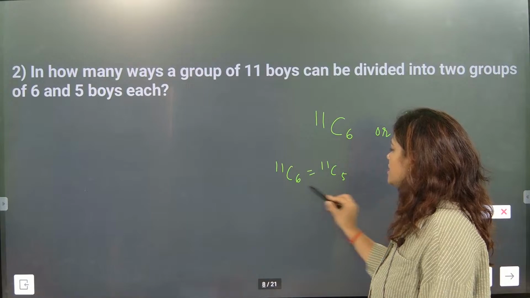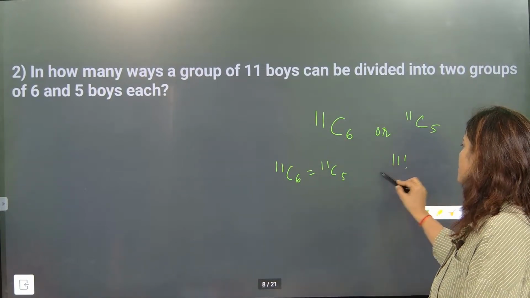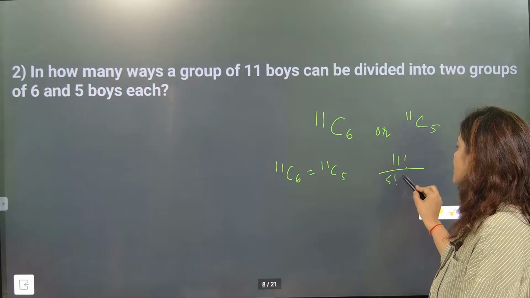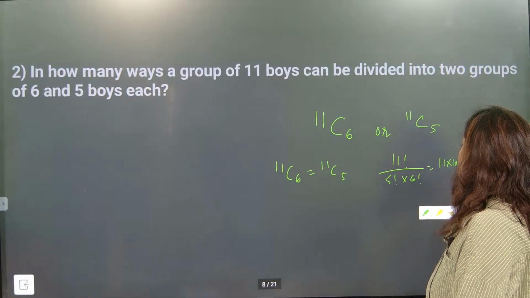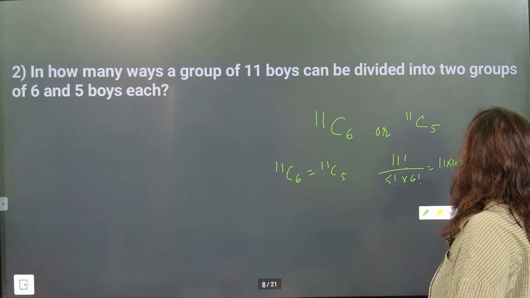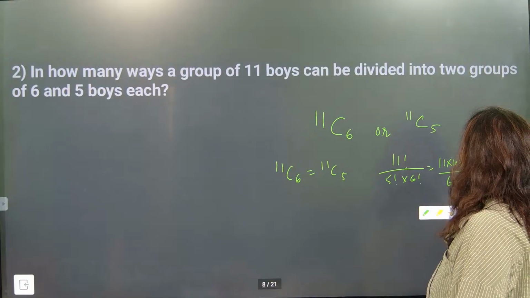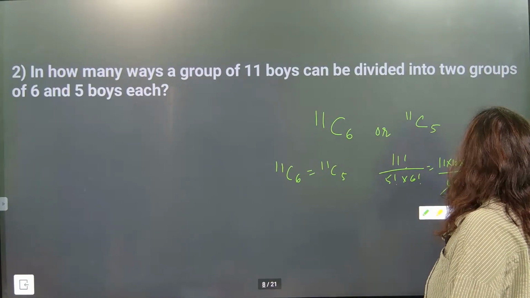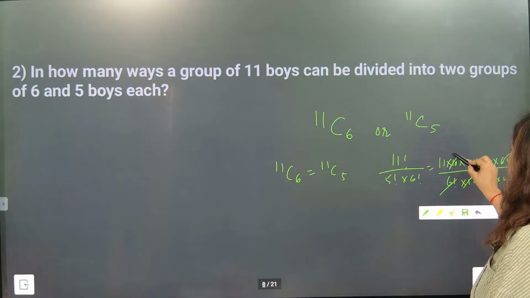Same formula, 6 plus 5 is coming as 11. So whichever you solve, 11 factorial by (11 minus 6) means 5 factorial into 6 factorial. So it is coming 11 into 10 into 9 into 8 into 7 into 6 factorial by 6 factorial into 5 into 4 into 3 into 2. So 6 factorial cancels. 5 will cancel this 2 times.